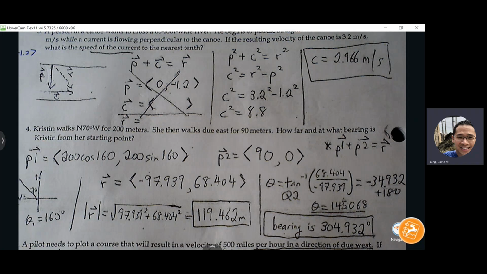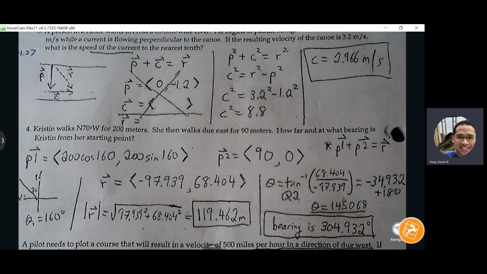How far and at what bearing is Kristen from her starting point? So I'm just going to add the two vectors together. Get the magnitude, and that will get us the distance. And then inverse tangent will get me to my reference angle. I know that my resulting vector is in the second quadrant, so I just have to subtract from 180. So I get 180 minus 34 degrees, which is 145 degrees.